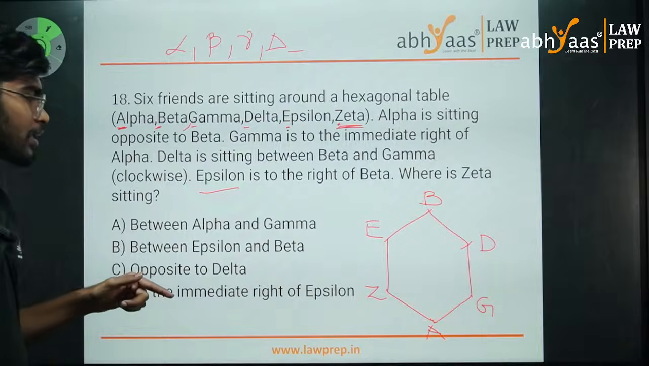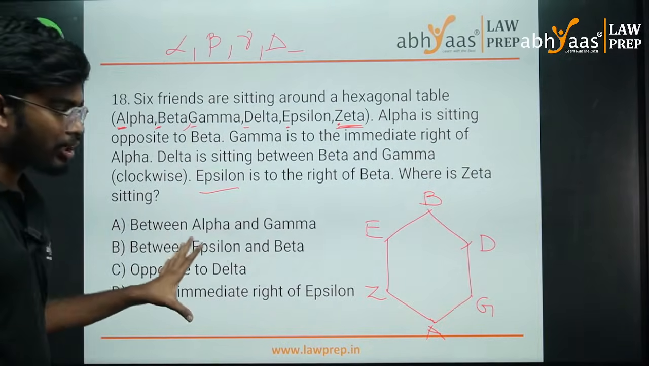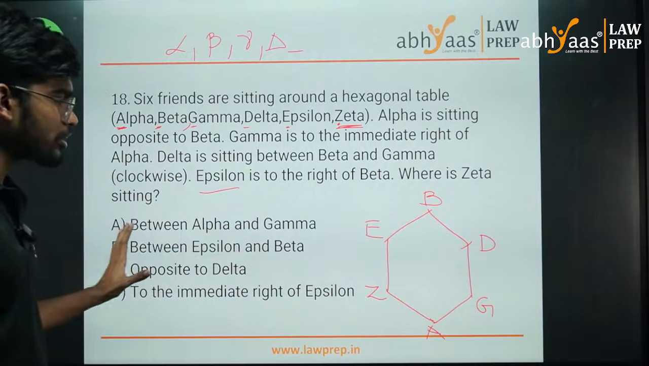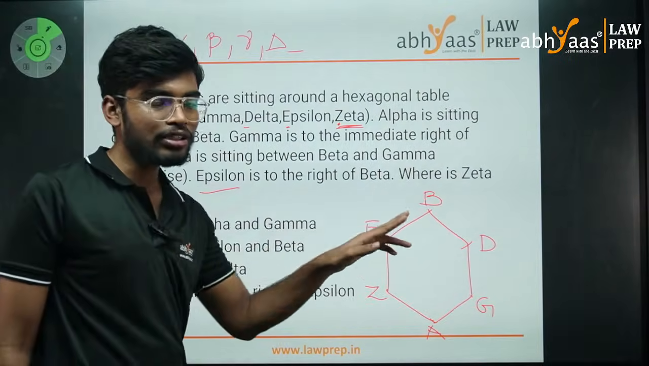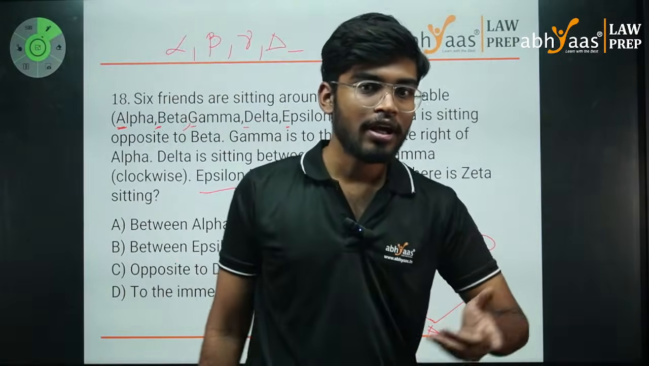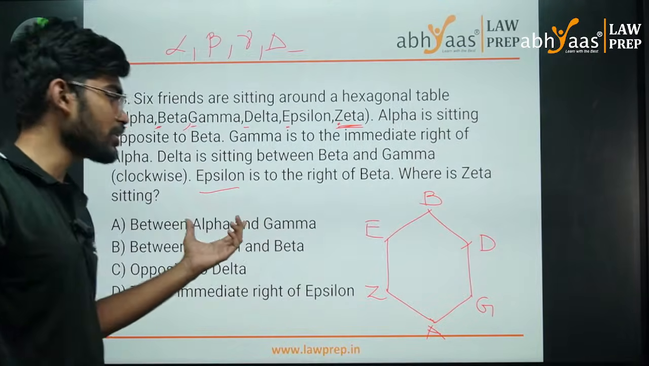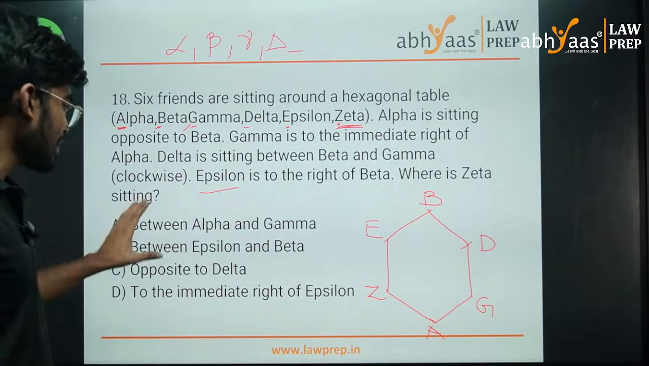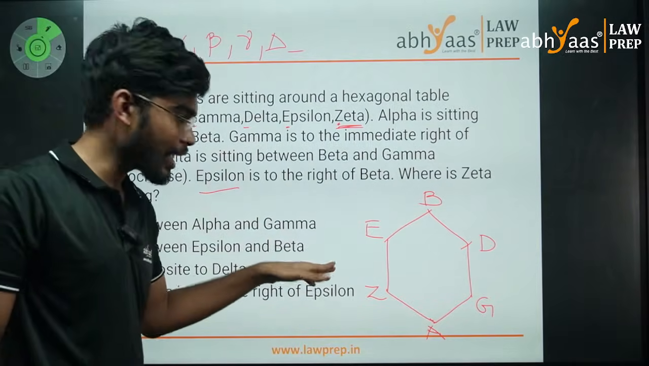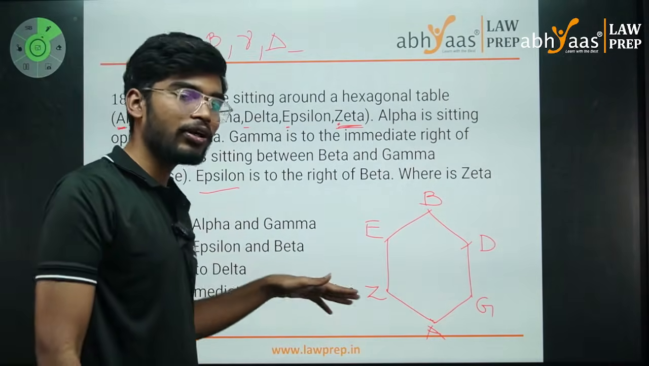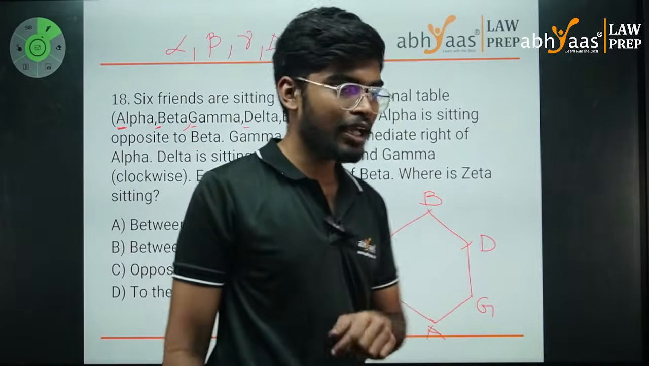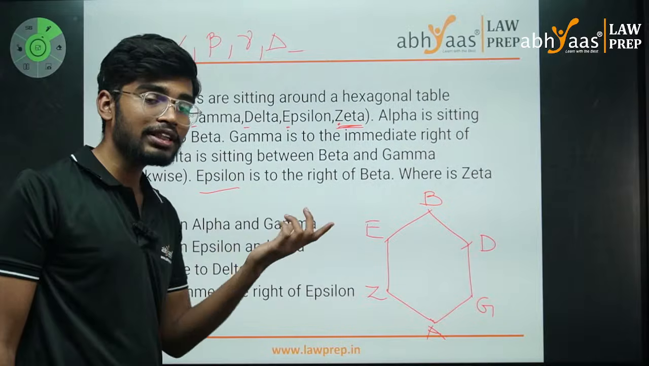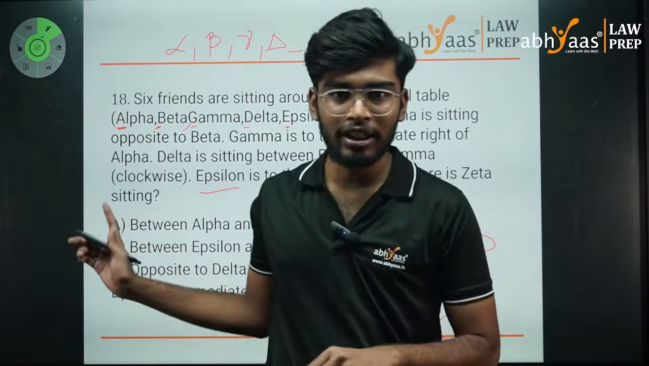Where is zeta sitting? Option-wise elimination. We are done with the arrangement. Just come to the options and cross-check. If answer A is correct, you can stop there straight away. The reason why I am explaining each and every option is just to make your understanding clear, to make you clear with each and every option why that specific option is not correct. But you need not do that in the exam because it kills time. If option A is right, you can proceed with that straight away. If the question is right, you'll be having only one correct option, right?